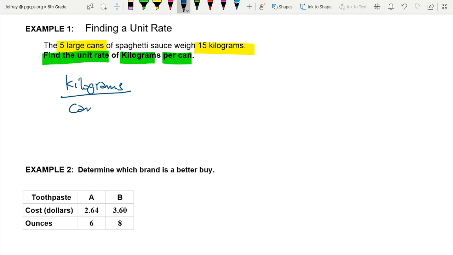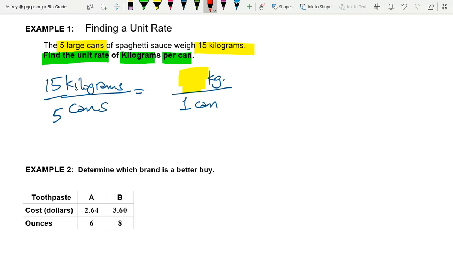Per can, right? So that means we need to get 1 can. For every 1 can, how many kilograms of spaghetti sauce are there? Now, what's the rate? The rate is 15 kilograms for every 5 large cans. So 15 kilograms in 5 cans. And what we're trying to find is the unit rate of kilograms per can. So don't forget, order matters.